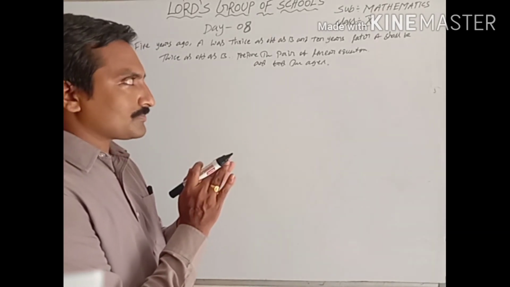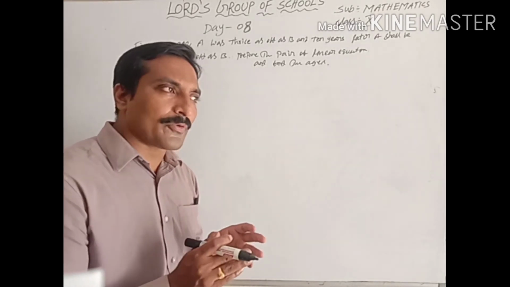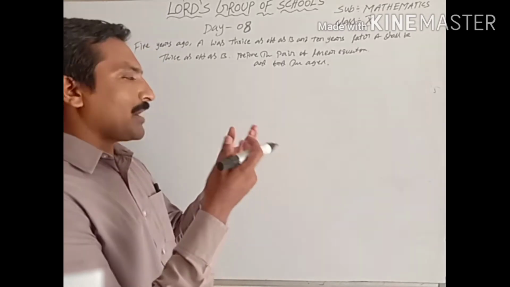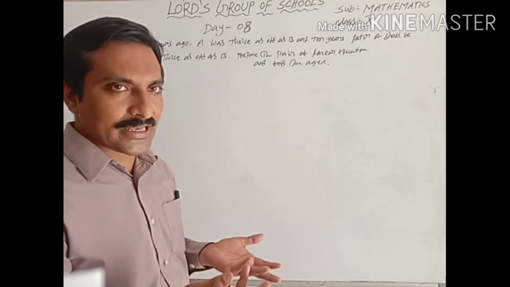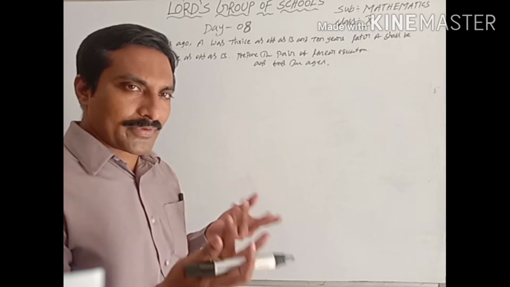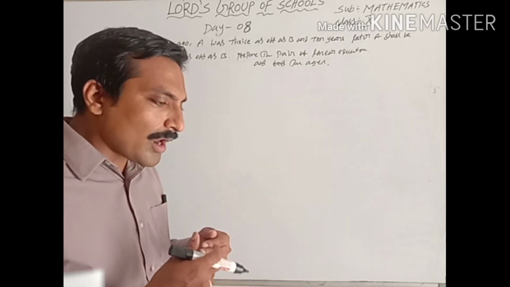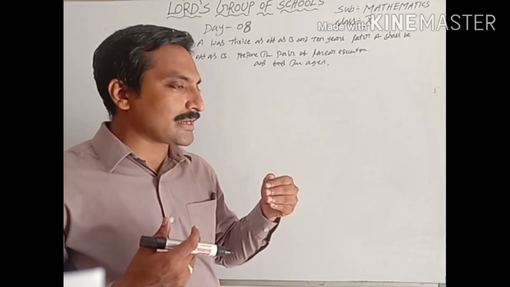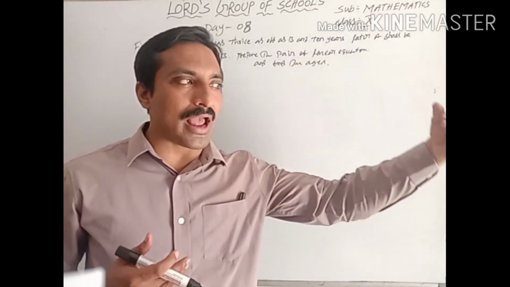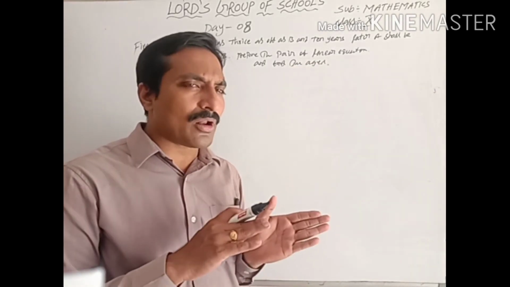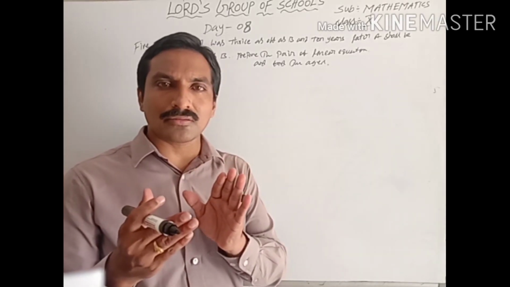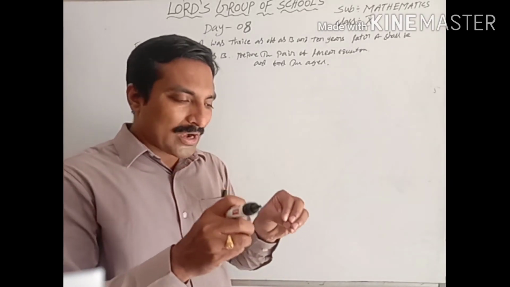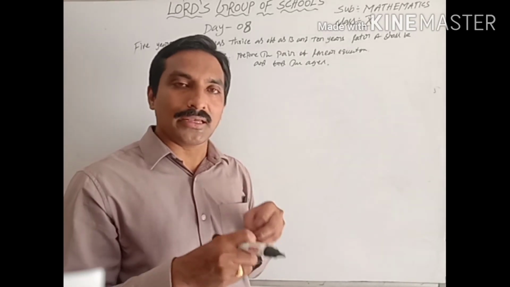First of all, before 5 years or 5 years ago, both are the same. Later or after, both are the same. Before or ago means that you have to subtract that many years. Later and after means that many years you have to add. So before and after, you need the present ages.